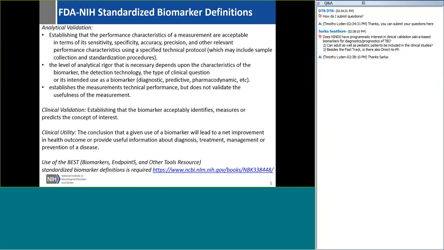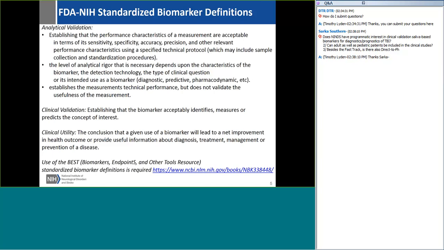So in terms of defining clinical validation, that's establishing that the biomarker acceptably identifies, measures, or predicts the concept of interest. And then finally, clinical utility is defined as the conclusion that the given use of a biomarker will lead to a net improvement in health outcome or provide useful information about diagnosis, treatment, management, or prevention of disease.